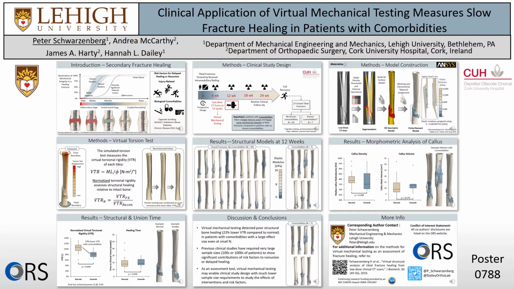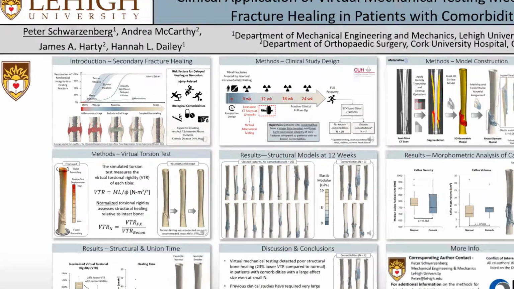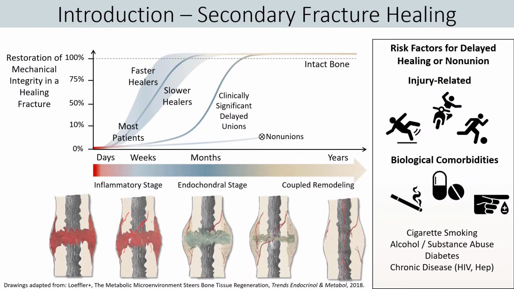The title of this work is Clinical Application of Virtual Mechanical Testing Measures Slow Fracture Healing in Patients with Comorbidities. We are interested in structural bone formation during secondary fracture healing. This takes place on a continuum including fast and slow healers. A few common examples of risk factors for compromised bone healing include cigarette smoking, alcohol, and diabetes.